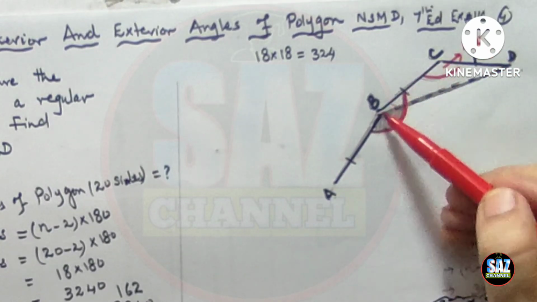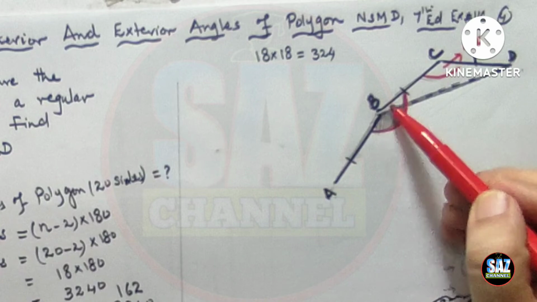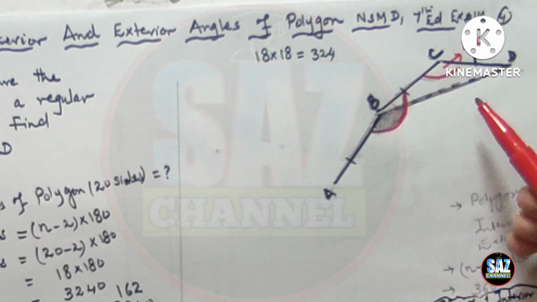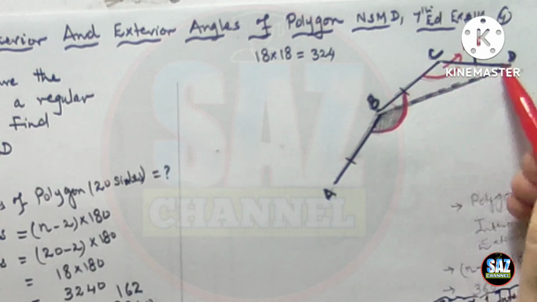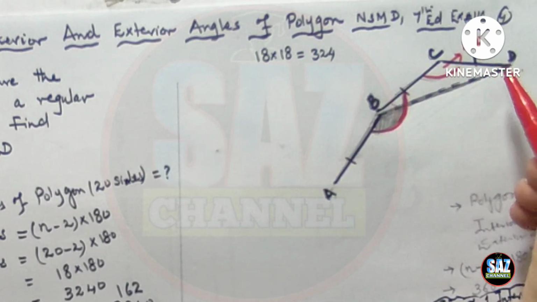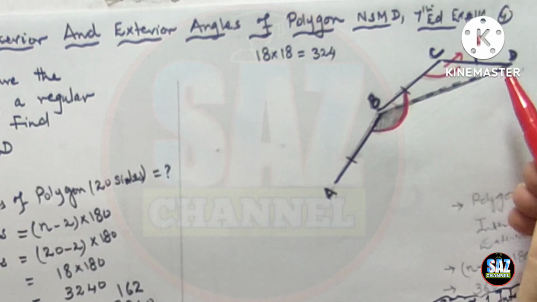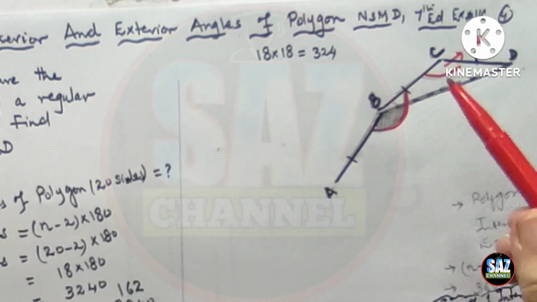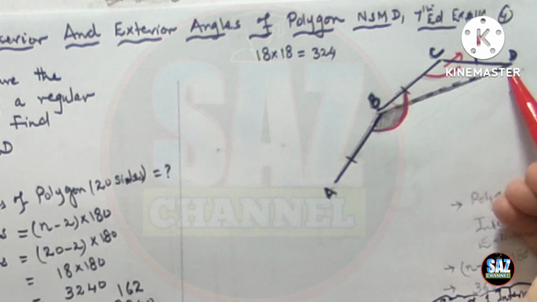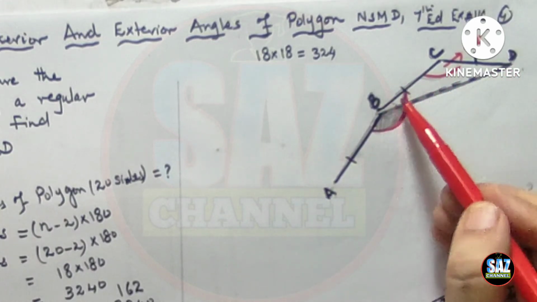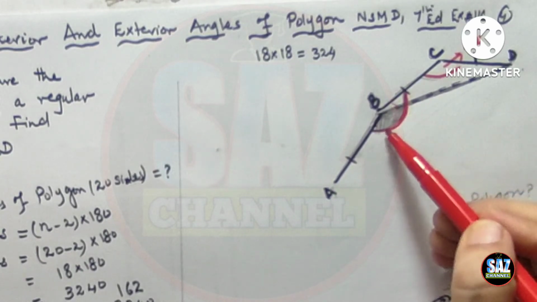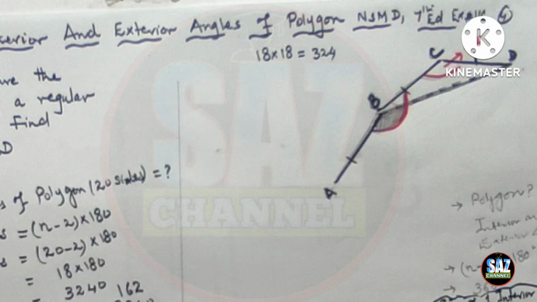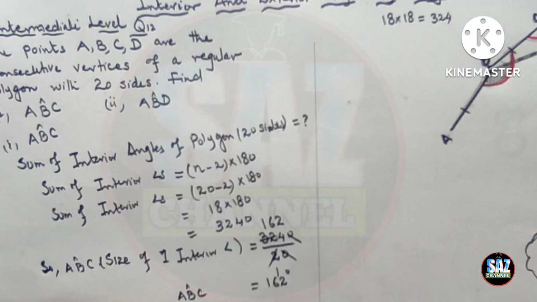And now my triangle BCD is an isosceles triangle. Why is that an isosceles triangle? Because BC and CD are equal sides. So, what we are going to do is first find angle CBD from triangle BCD, and then take that answer away from 162 degrees. So, let us move to the second part of the question, and the second part is the angle ABD.